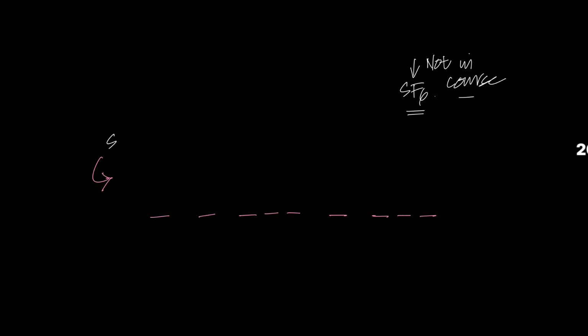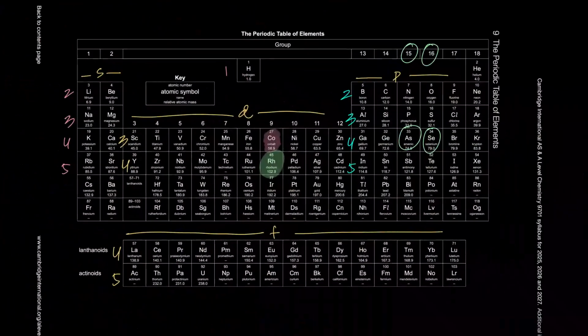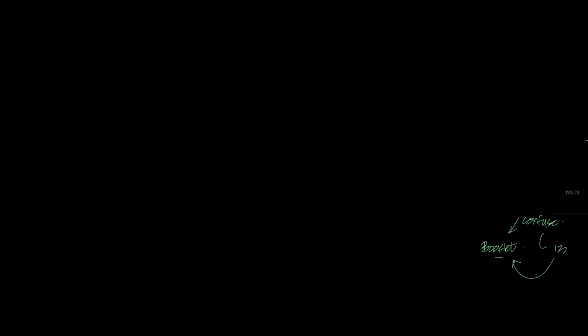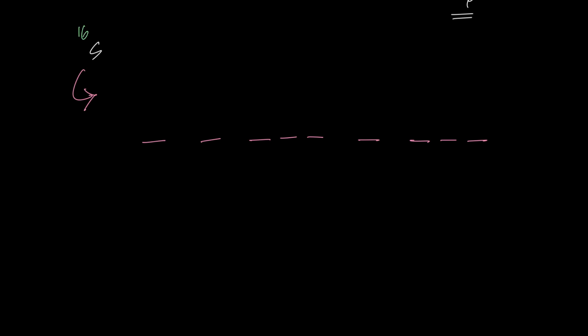Can you guys tell me the number of electrons for sulfur? Or do you want me to check it out? Okay, sulfur is right here. Sulfur has 16 electrons. So what is the electronic configuration of sulfur? It's 1s2, 2s2, 2p6, 3s2, and 3p4.